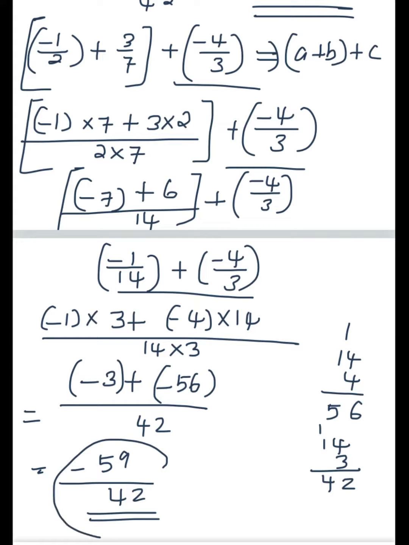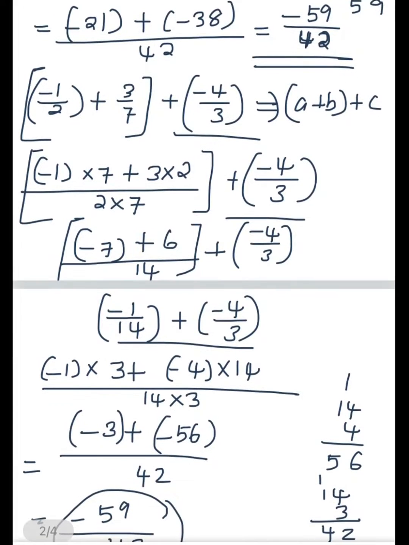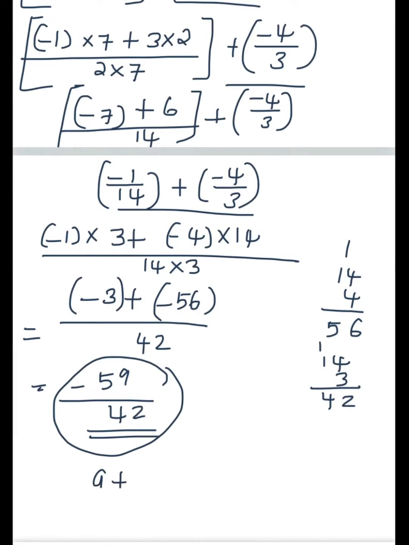So here we got the answer as minus 59 divided by 42, and here also we got the answer as minus 59 by 42. That means you can say that a plus b plus c is equal to a plus b plus c for any three rational numbers a, b and c. Or you can say addition is associative for rational numbers. The only thing you have to do is do the bracket first.